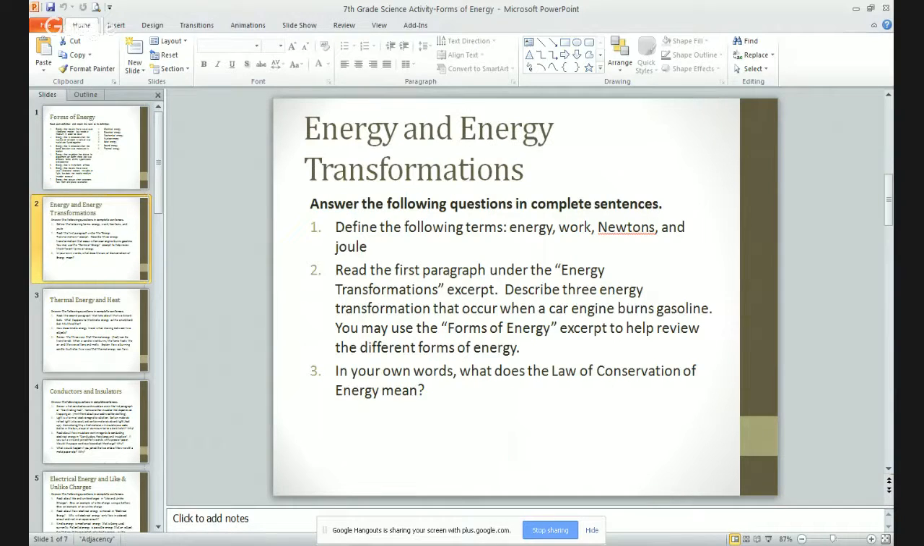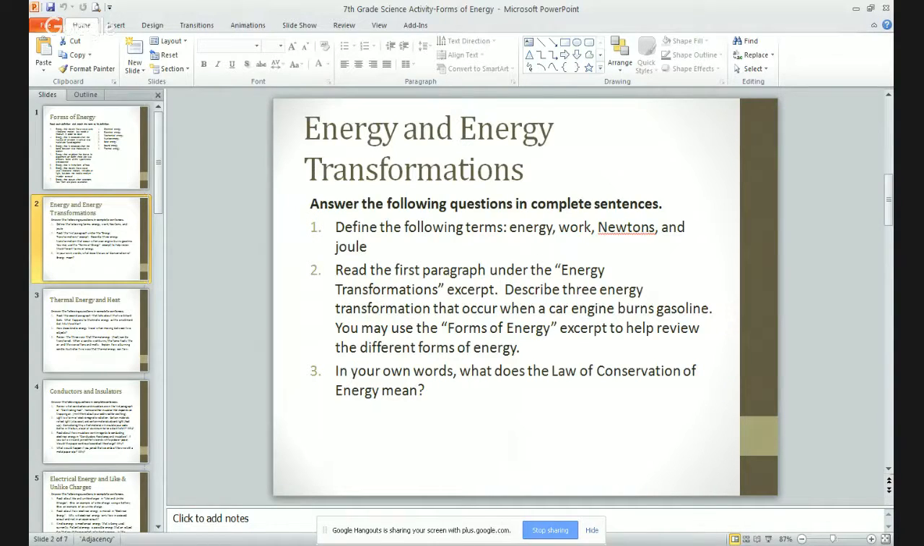The next thing we're going to move on to is energy and energy transformation questions. So you want to try to find those. The first part is you need to define those terms right there: energy, work, newtons, and joule. Energy is the ability to do work. Work is going to occur when a force, a push or a pull, is applied to matter, and then that matter is going to move.